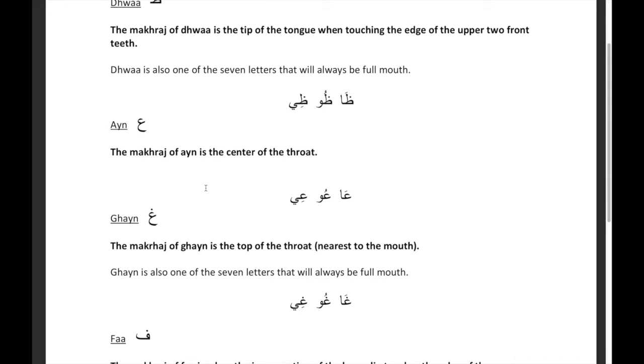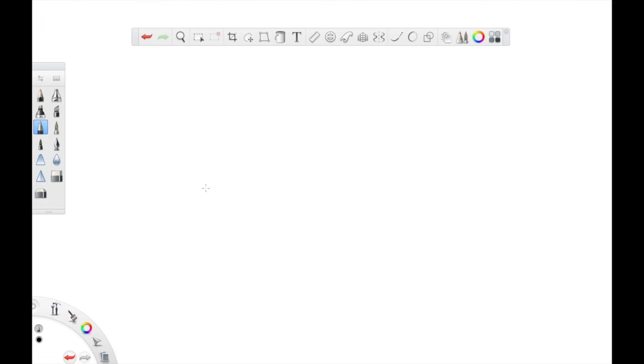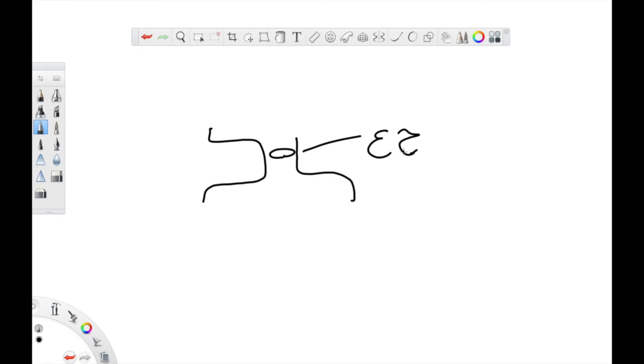The next letter is Ain. The makhraj of Ain is the center of the throat, and we did another letter from the center of the throat, which is Ha. So remember, the center of the throat is this part right here. So far we've had 2 letters here. We've had Ha and Ain.